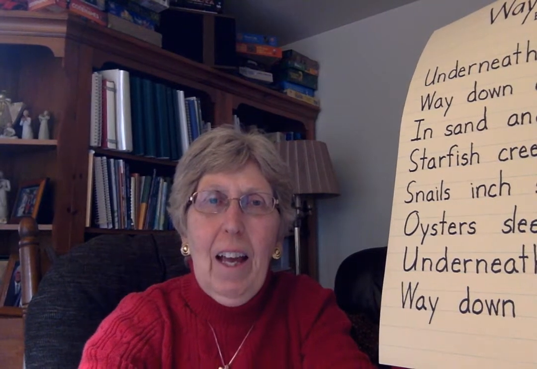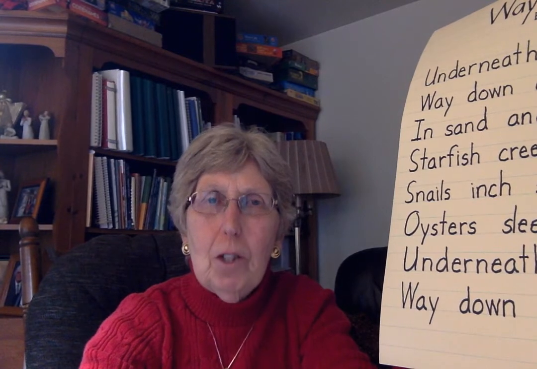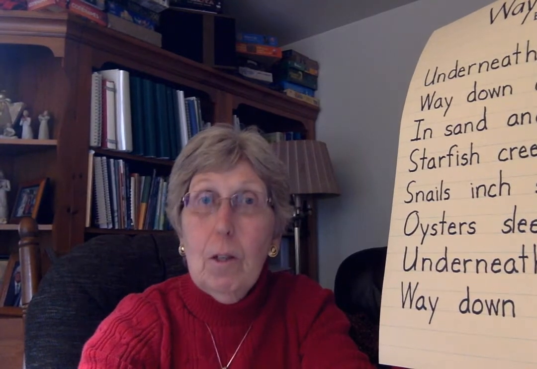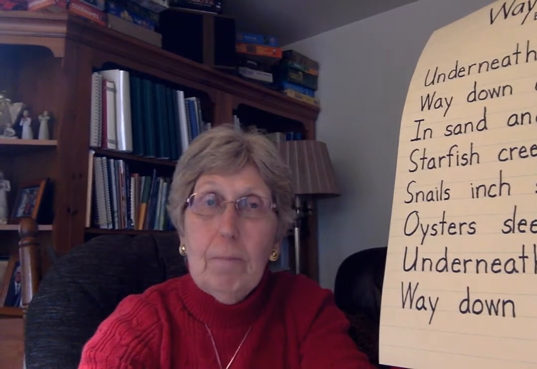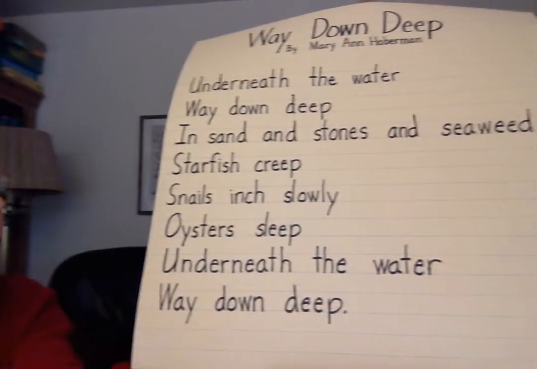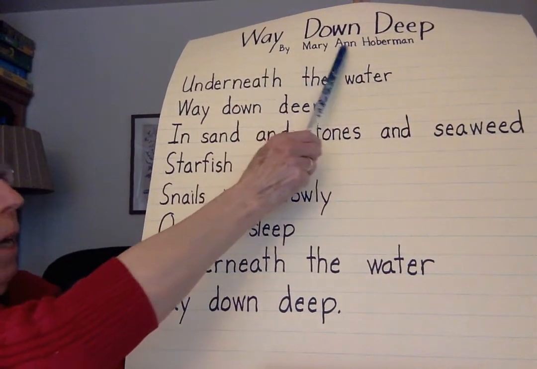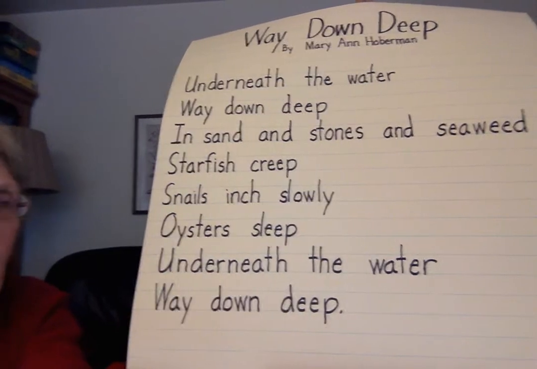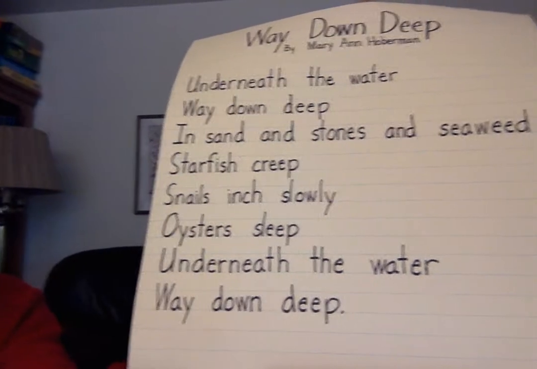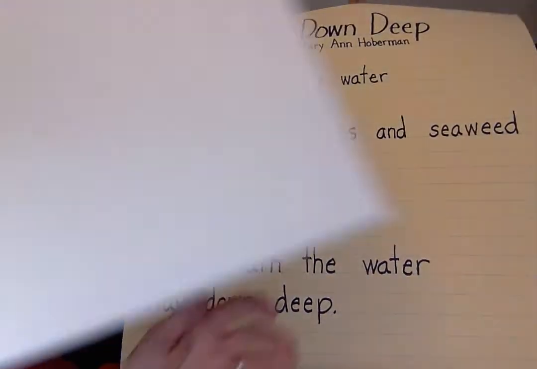Mosher here again. And this afternoon, I have a poem to share with you. It's a poem that's in your poetry book, your yellow poetry book, and it's called Way Down Deep. And it was written by Mary Ann Hoberman. Now, this poem is written about the ocean. And I bet you know something about the ocean. Just think for a minute. What do you know about the ocean? And what are some animals that live in the ocean?